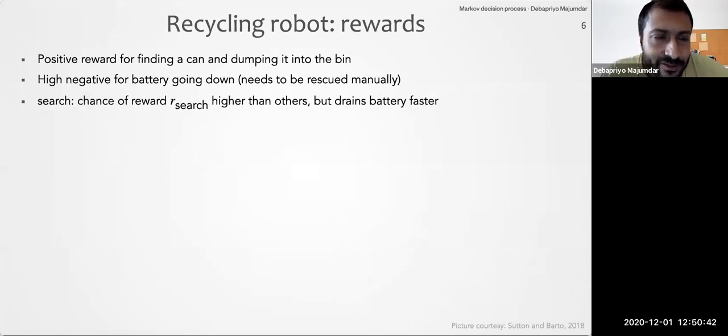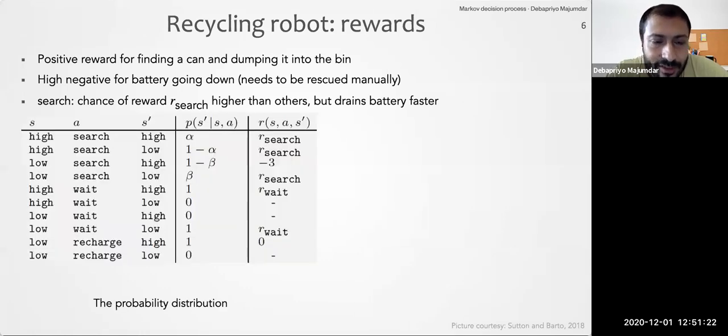But anyway, that means whenever the robot goes on searching, the chance of reward, or the expected reward for search, is higher than for wait or recharge, right? When it is recharging, it cannot find a can. When it's waiting, there is a much lower probability of finding a can. When it is searching, the probability of finding a can, and hence the expected value of the reward, is higher than other actions. But when it goes around searching, it will drain the battery much faster, right? So that's essentially the main trade-off. So something like this will happen.